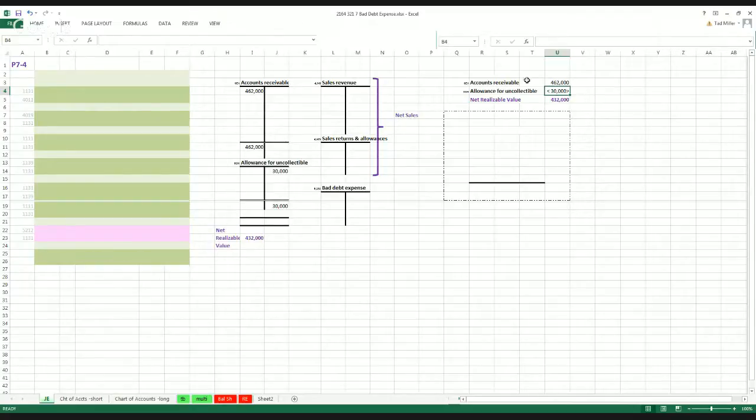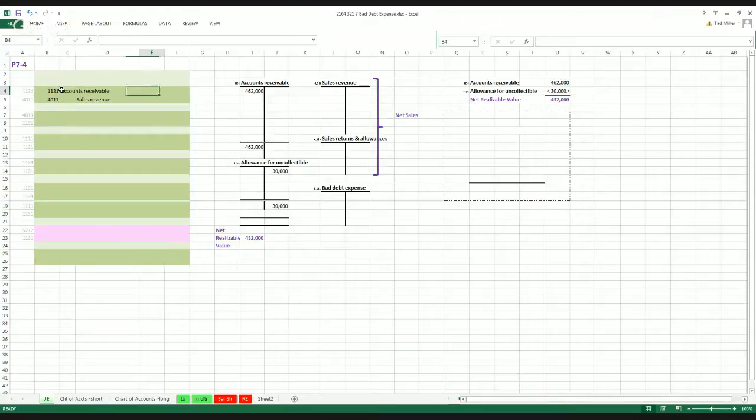So on the balance sheet, we would report a net realizable value of $432, the amount we expect to realize. In my T accounts, I've got $462 in accounts receivable and $30 in its contra account, allowance for doubtful accounts, and the net realizable value is $432. So let's walk through the entries here.